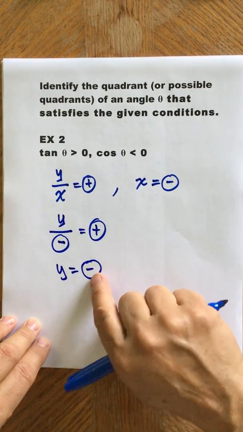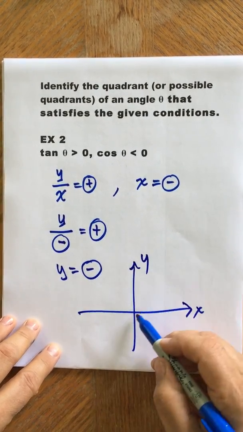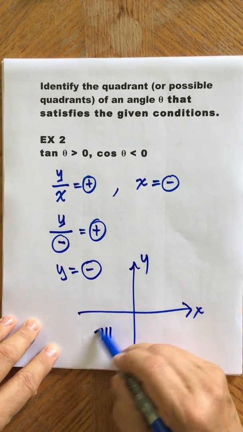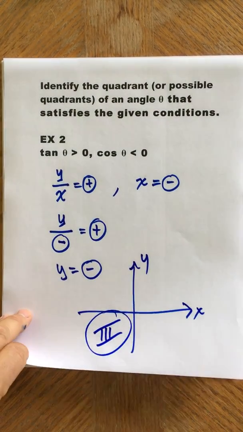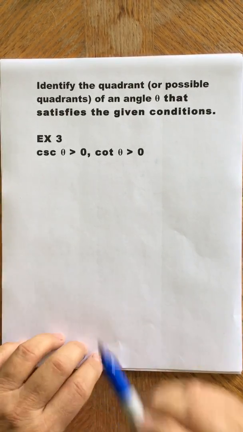So now I know x is negative, y is negative. What quadrant are we in? Negative, negative. We're in quadrant 3. Another example. Here, cosecant is positive, and cotangent is also positive of that angle. So again, pause the video, try this, see what you get.